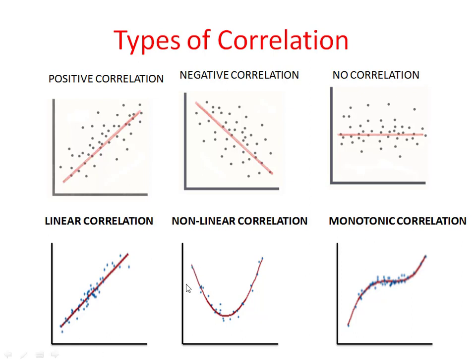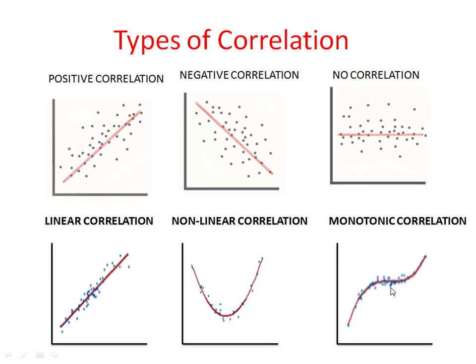Non-linear correlation. A correlation is non-linear when two variables don't change at a constant rate. In this case, the relationship between the variables does not graph as a straight line. So it's not linear, it's curvilinear. So it's called non-linear correlation.